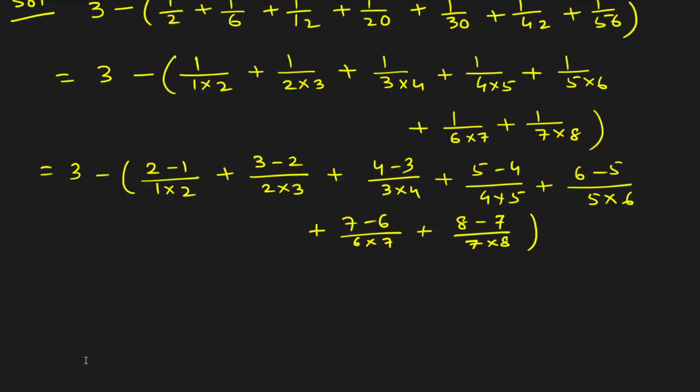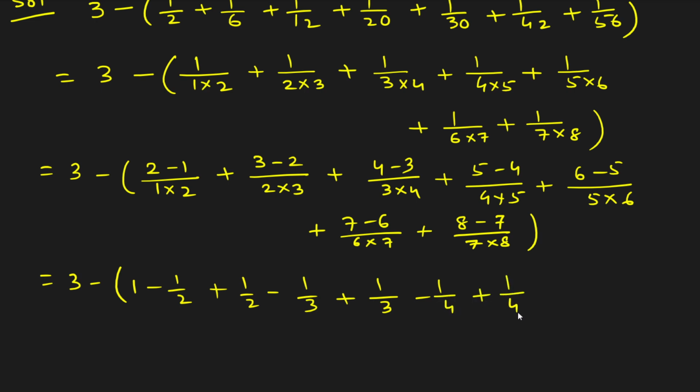Now what we'll do: 3 minus, now if we divide these two, 2 divided by this, then 2 cancels out, it will be only 1. After dividing these two, 1 cancels out, it will be 1/2. Here also you see, if we divide these two terms, 3 cancels out, 1/2 minus 1/3. So similarly you write all the other terms: 1/3 minus 1/4, 1/4 minus 1/5, 1/5 minus 1/6, 1/6 minus 1/7, and then finally 1/7 minus 1/8.